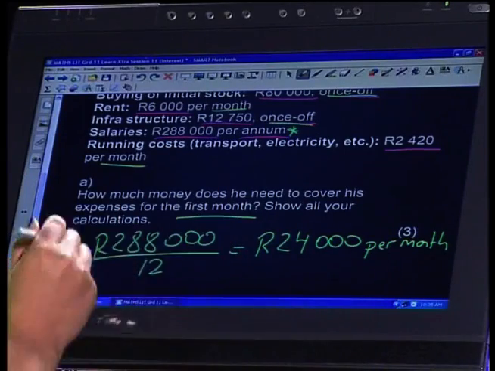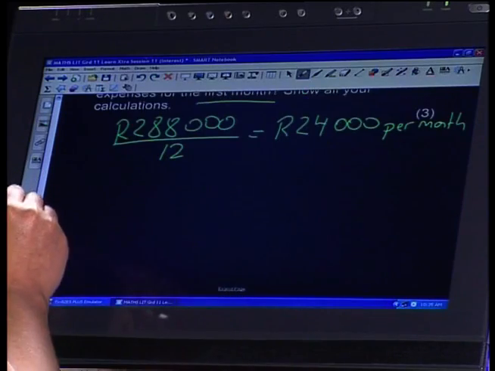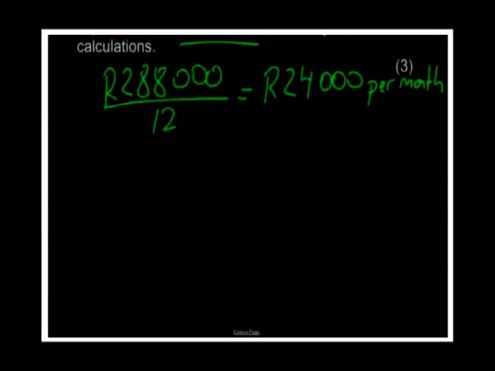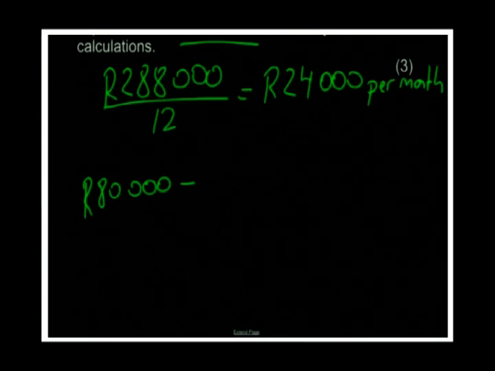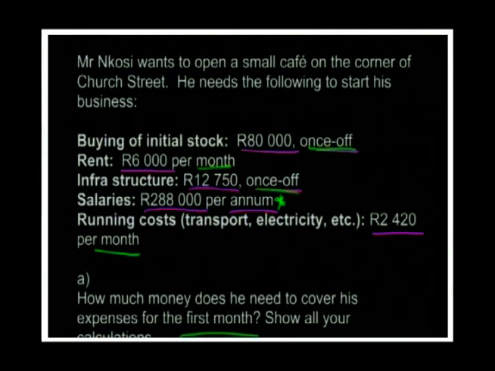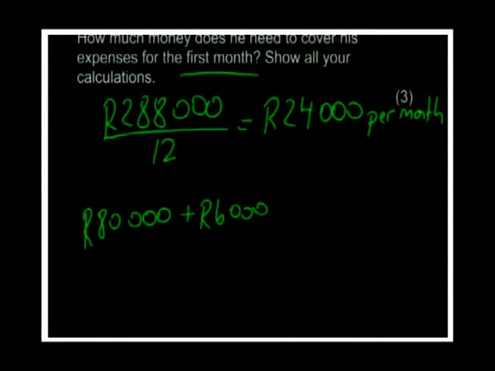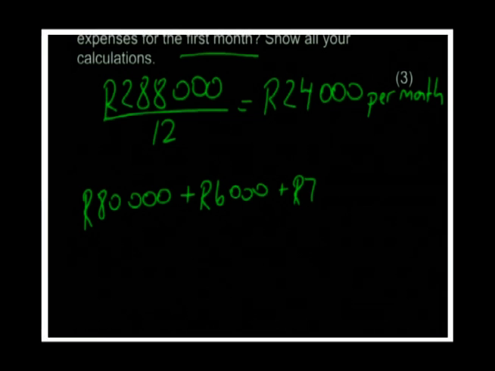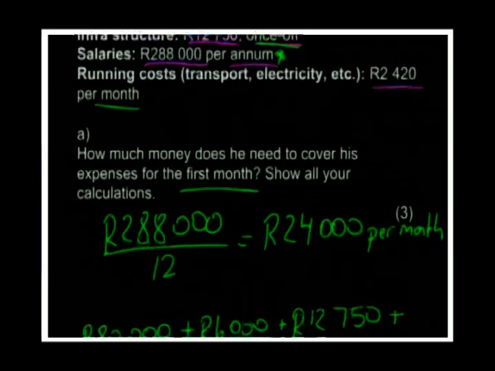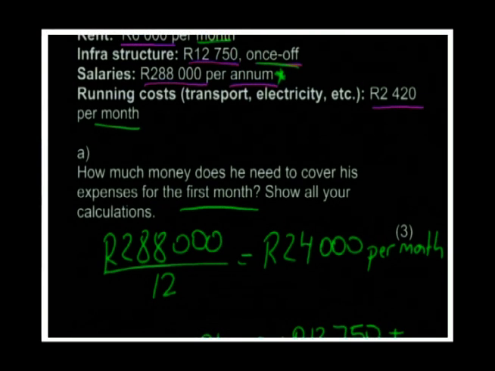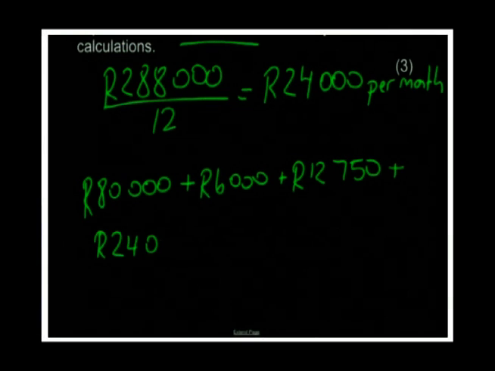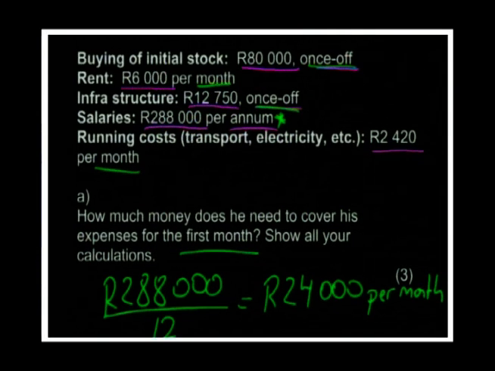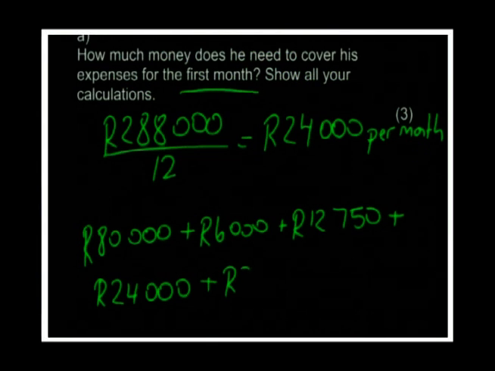I can basically add up all his fees. So let's do that. We've got an initial fee of 80,000 Rand. So we're going to have 80,000 Rand plus, and I'm going to go in order, 6,000 Rand per month for rent, plus he's got his infrastructure of 12,750. That's not 12,000, 12,750. Plus, I'm going to have to move to the next line, my salary, which we've just calculated as 24,000, plus he's got running costs of 2,420. And that'll basically give me his initial fee.